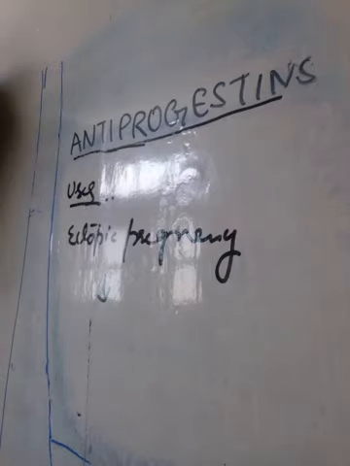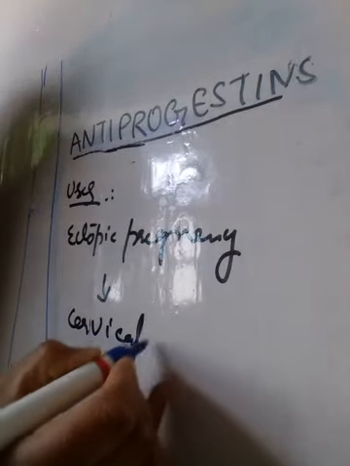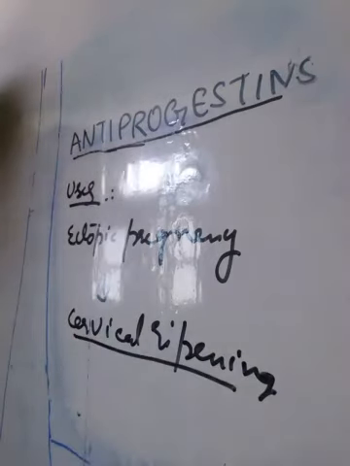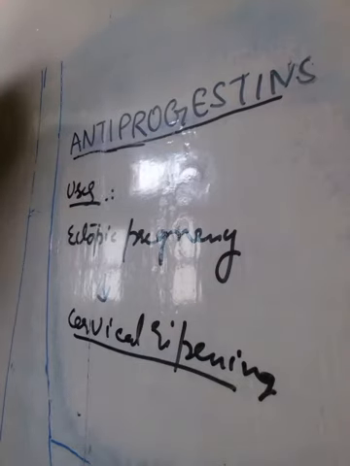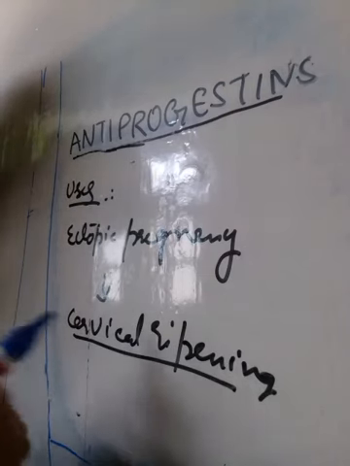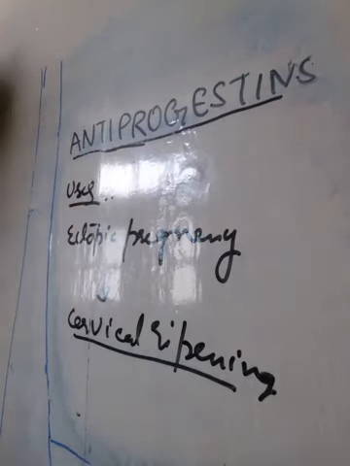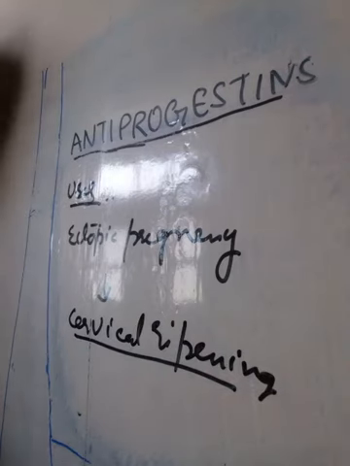Next, it can be given in cervical ripening. Cervical ripening means preparing the cervix for the labor. In case of normal delivery, it can be given orally 1 day prior to the labor so as to soften the cervix for the labor. This was about the uses of the antiprogesterone, that is mifepristone. For further details, we will continue in next session. Thank you.